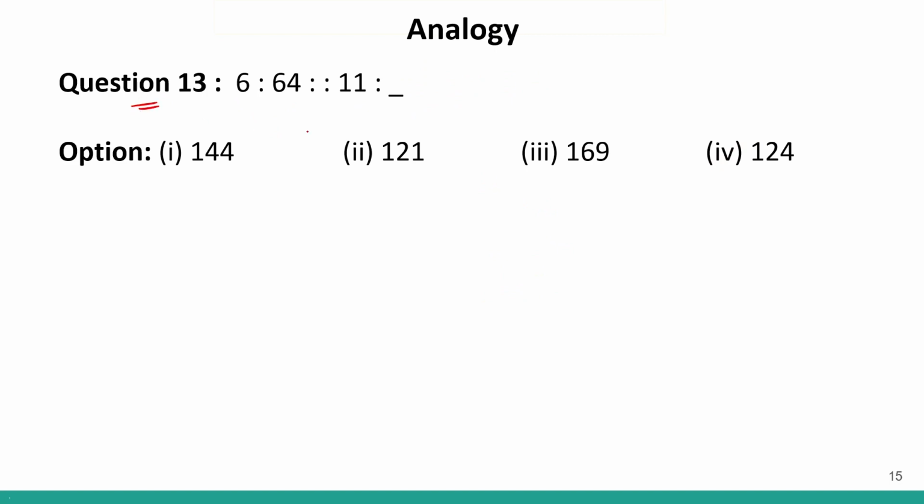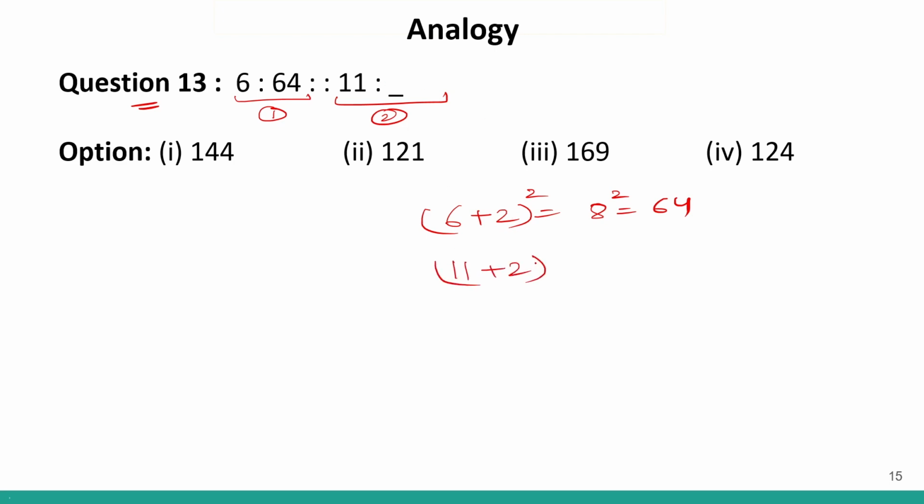Question number 13, we have 6, 64, 11 and we have to find the missing term. First find the relationship between the first pair, then find the relationship between the second pair. Between 6 and 64, I can clearly see 6 plus 2 square, that is 8 square, will give me 64. Correct? Now let us apply the same logic. 11 plus 2 is 13, and 13 square is 169. So 169 will be my answer, which is given in option number 3.